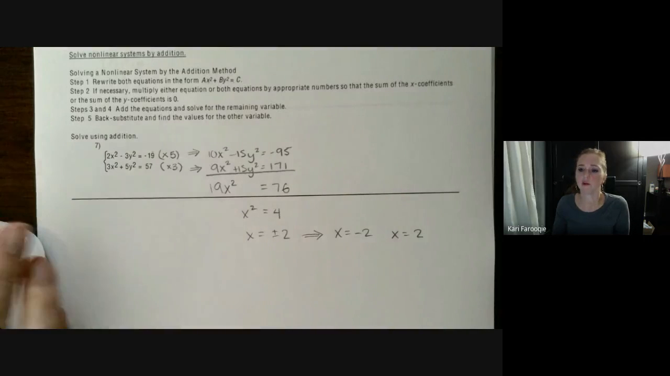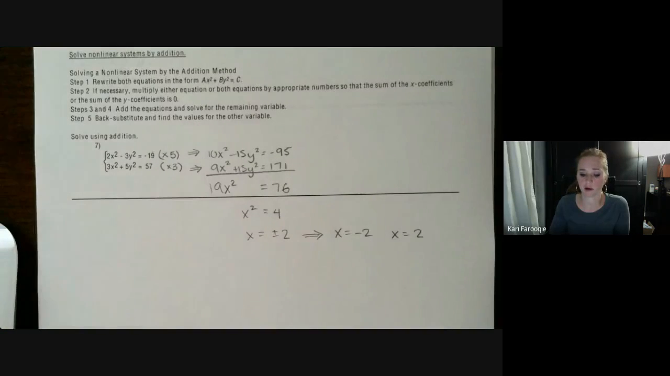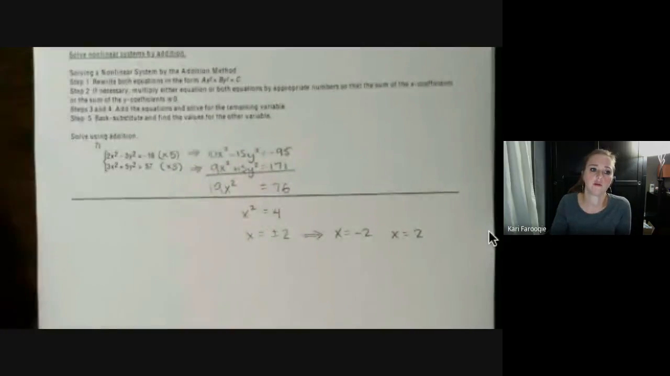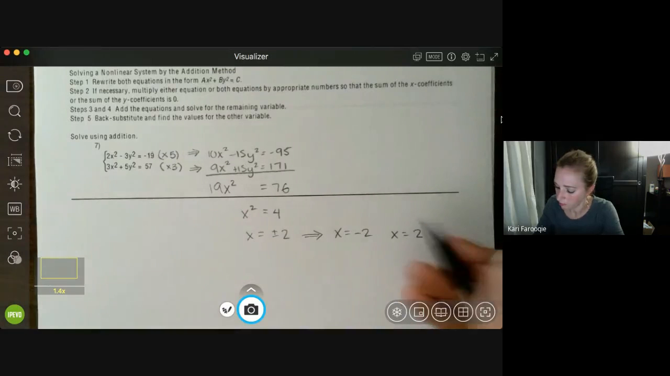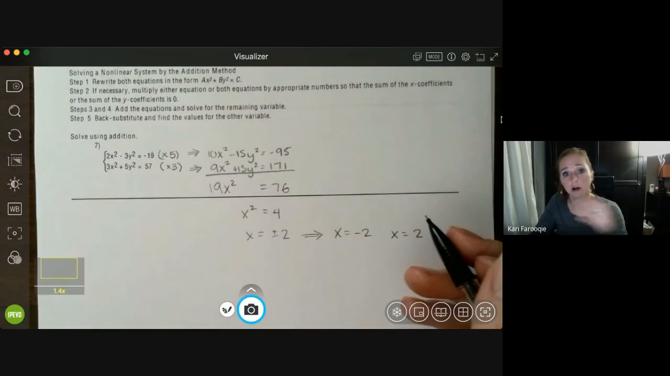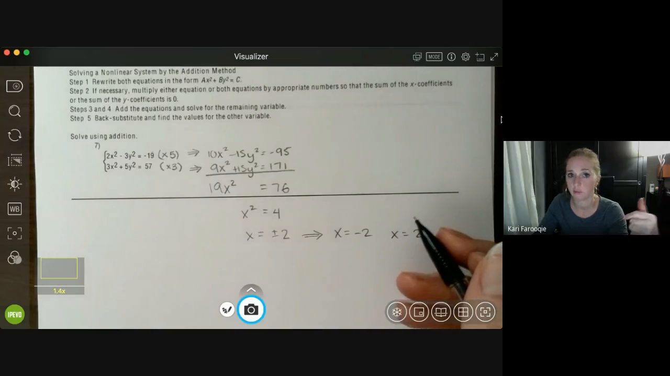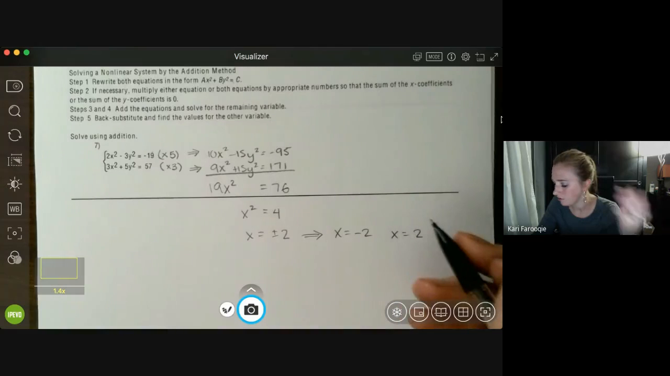Okay. So last time in 5.1, we talked about how to use the addition method. So I'm just applying that now for nonlinear systems of equations. Now I'm going to go through, and it's a little bit harder anytime you're using the addition method to back substitute, but it's not the end of the world.